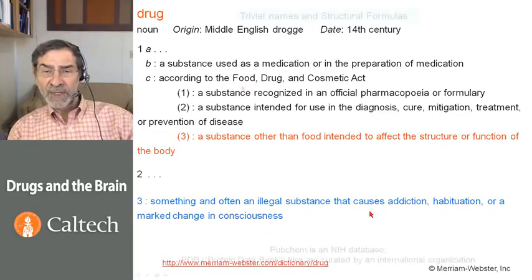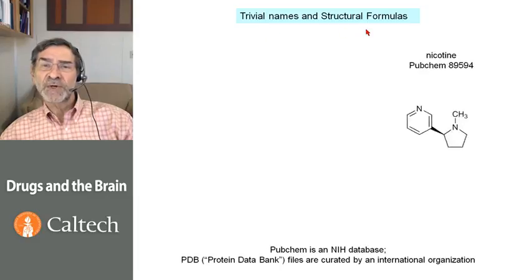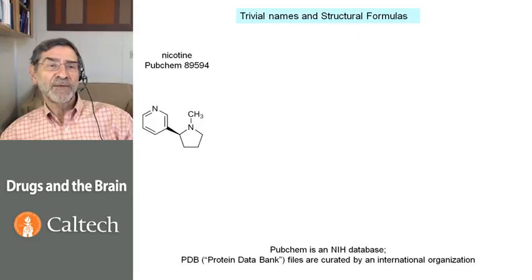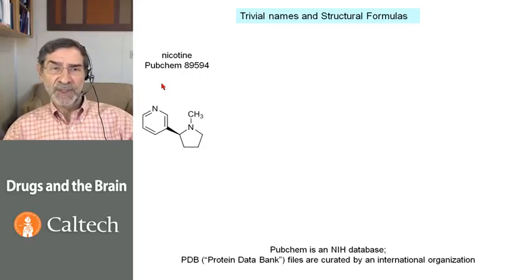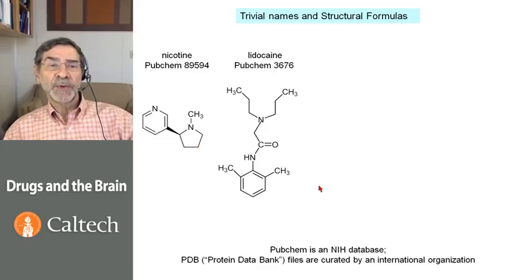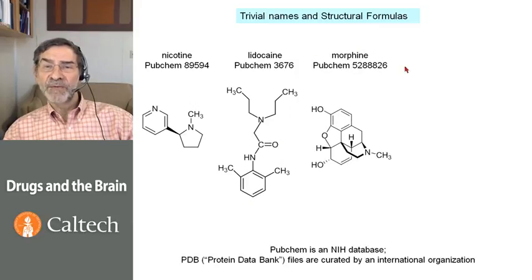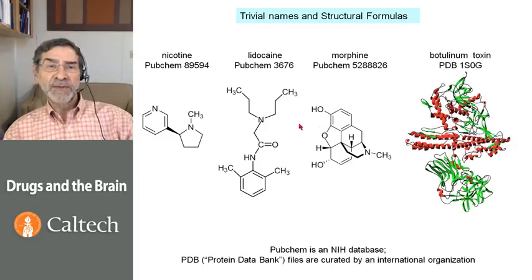my own research. In terms of trivial names for drugs and structural formulas, we're going to give as an example nicotine, and throughout this course we're going to use nicotine as an example. It figures prominently in my own research. We will also discuss lidocaine today, morphine, and also botulinum toxin. These are very different molecules, as we'll see.